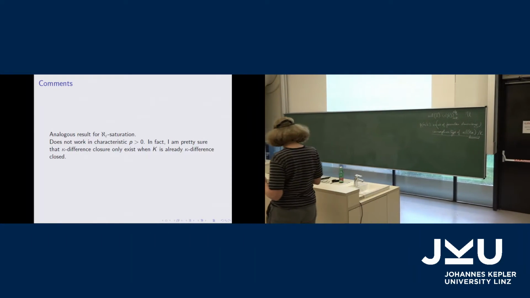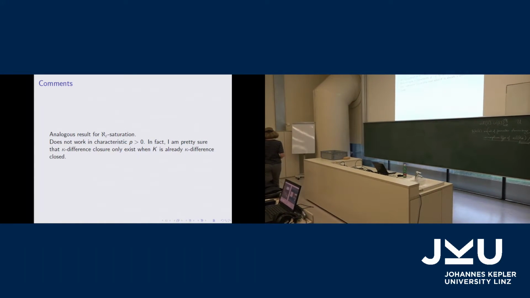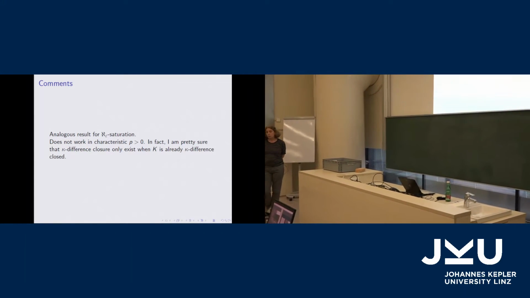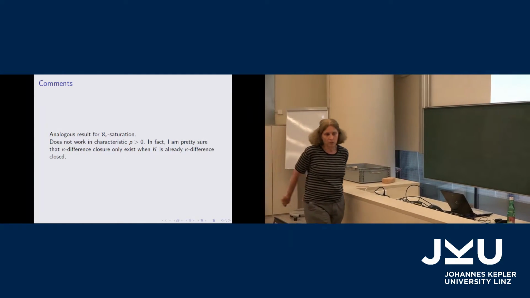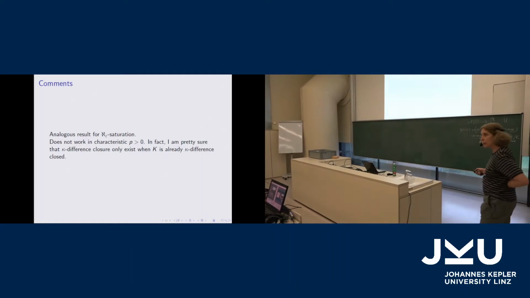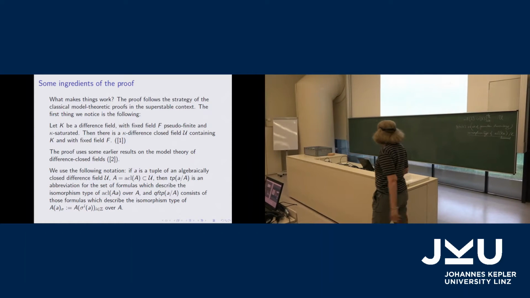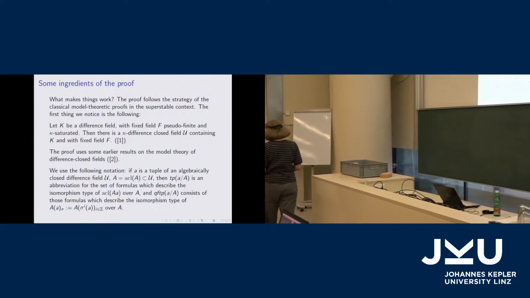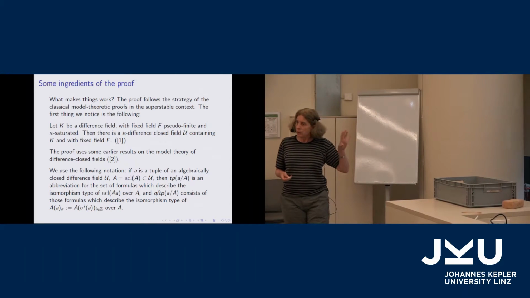Actually, I do conjecture, but I haven't figured out the proof yet. I'm not going to spend too much time on it, because I think that in characteristic p you really need the field to be already kappa saturated. Otherwise it won't be kappa difference closed. Okay. So, I'm not going to go very much into the proof, I guess. There are several ingredients. First of all, suppose your fixed fields satisfy the right condition, okay?